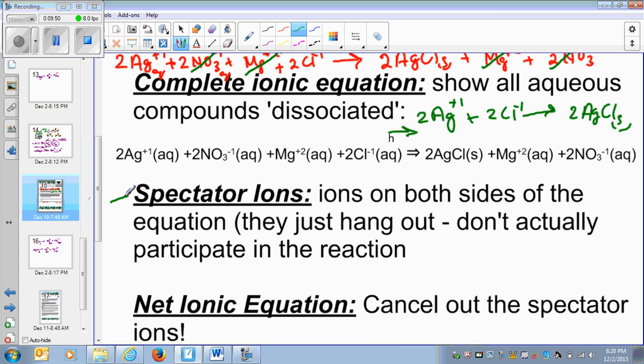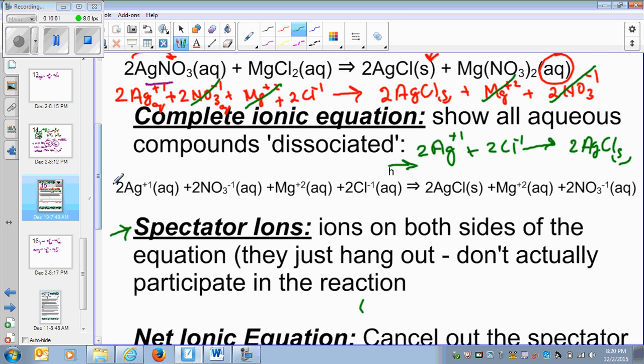Again, spectator ions are the common ions, the ions that are ions on the reactant side and ions on the product side. As you see, I had magnesium as an ion there.